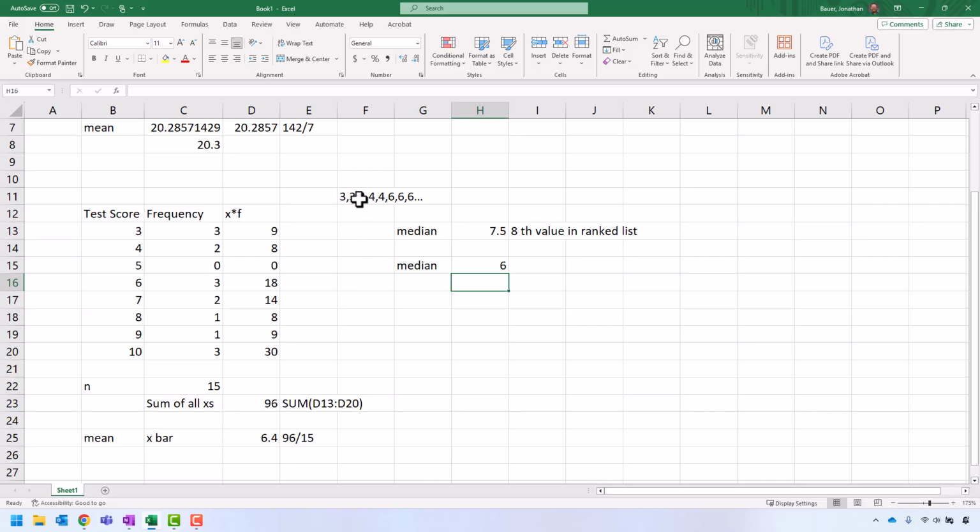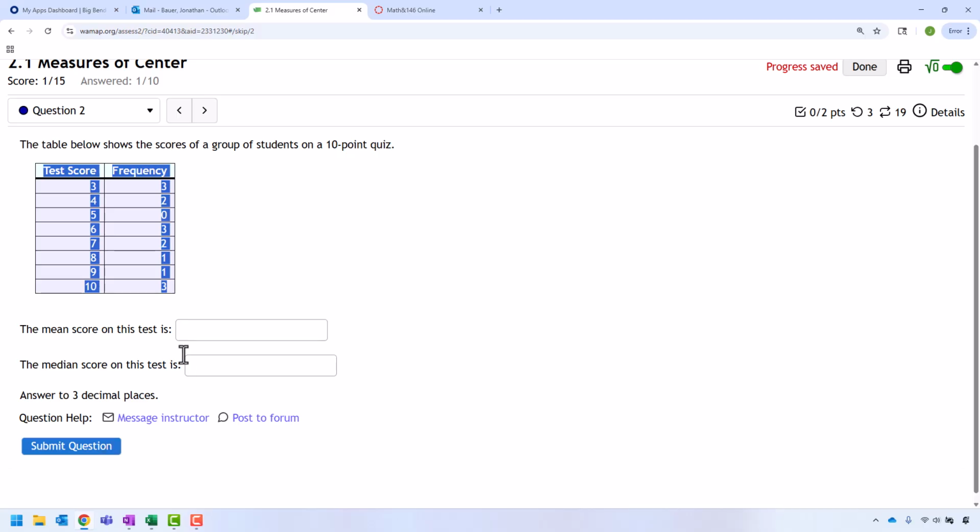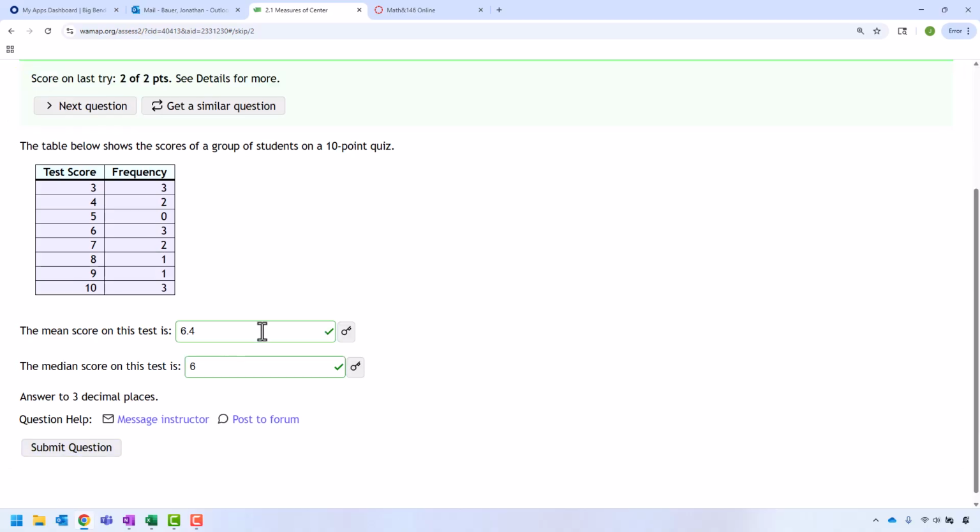You kind of think if you kept going with this list here, I've got the first number, the second, the third, the 4th, the 5th, the 6th, the 7th, and then the 8th is a 6. And that's why my median is a 6. If I go back over here, the mean score 6.4 and 6. I said to round the answer to 3 decimal places. We don't need to keep adding decimal places if we don't need them there.